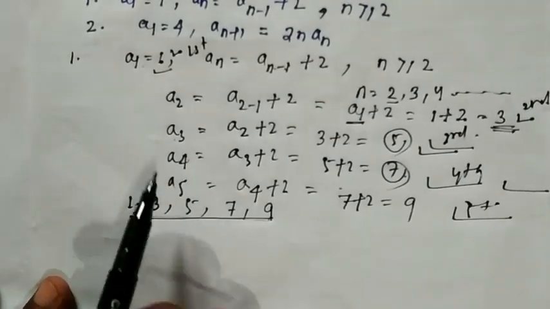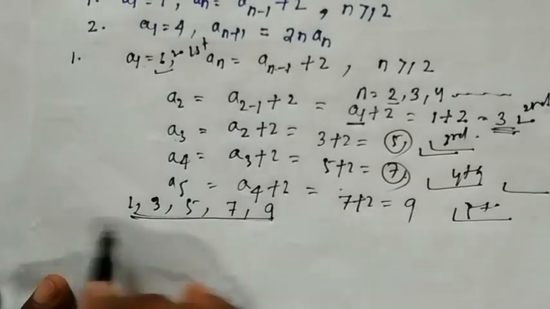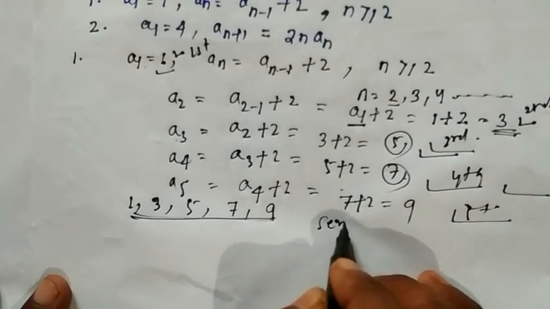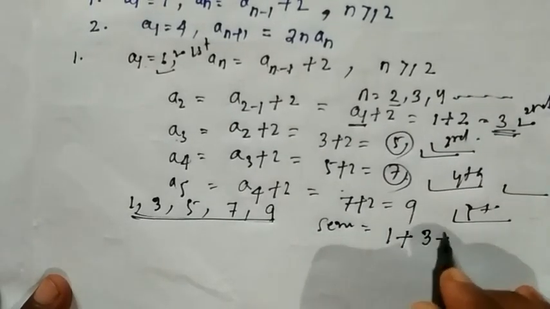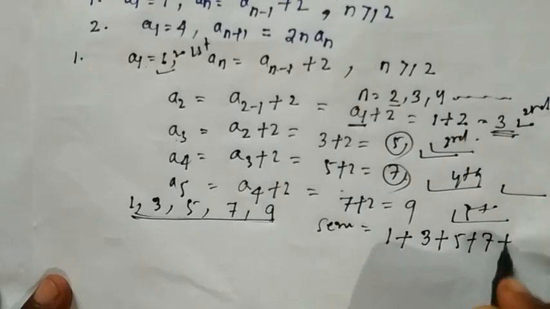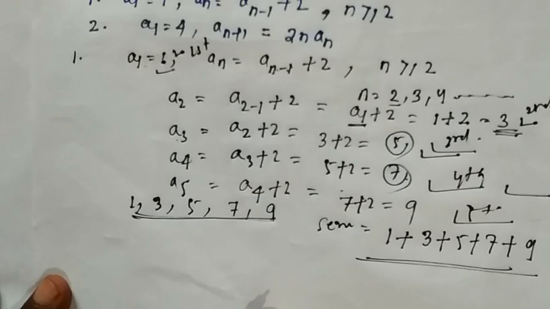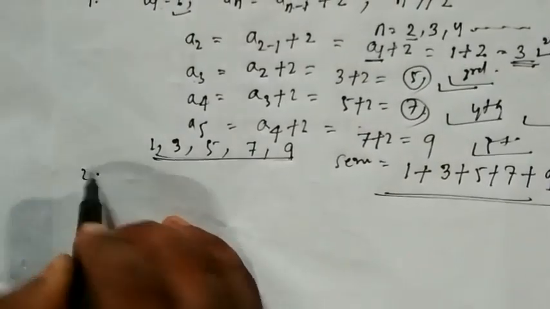So remember, it is also asking to find the corresponding series. You know that the sum of the sequence is called a series. So what series do you get here? 1 plus 3 plus 5 plus 7 plus 9. This is the series. Is it clear? Okay. We have the second question.